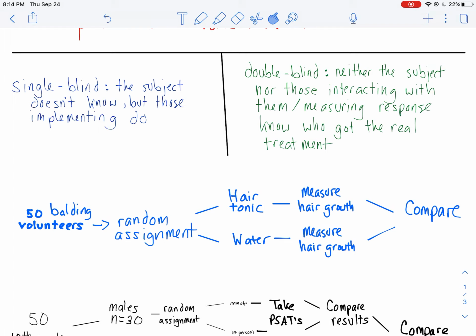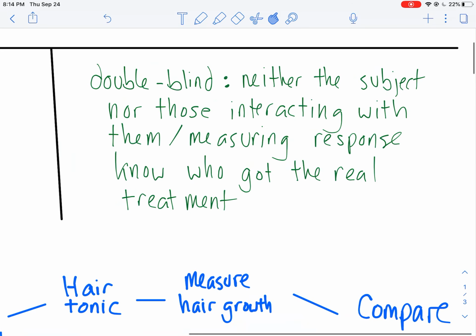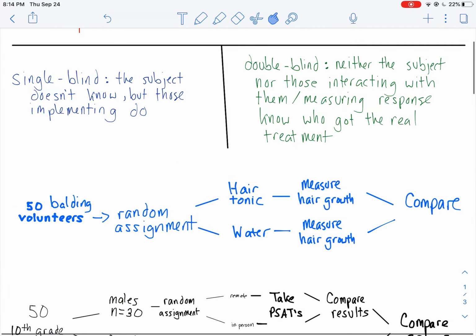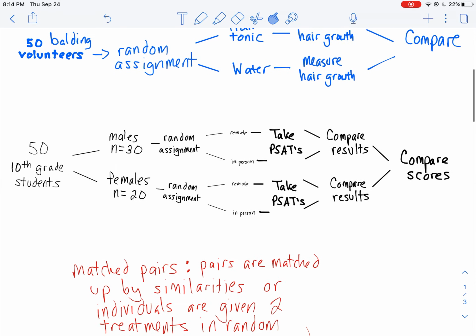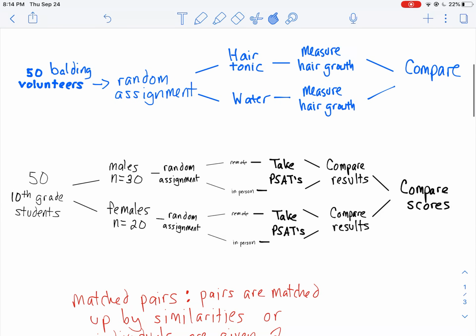Double blind would be if the people who got the hair tonic had no idea what they were getting, and the person giving it to them and measuring their hair growth had no idea what they were getting. Now, ultimately, there's someone overseeing the experiments to compare the results, so they know what's going on. But the people who are directly interacting with those involved in the treatment don't know what's going on, and neither do the subjects.